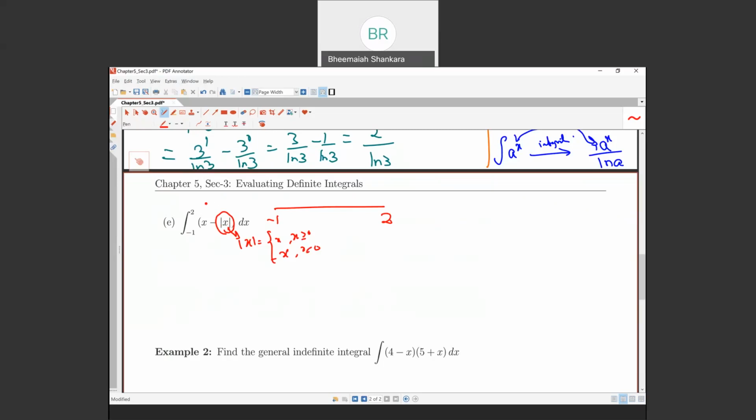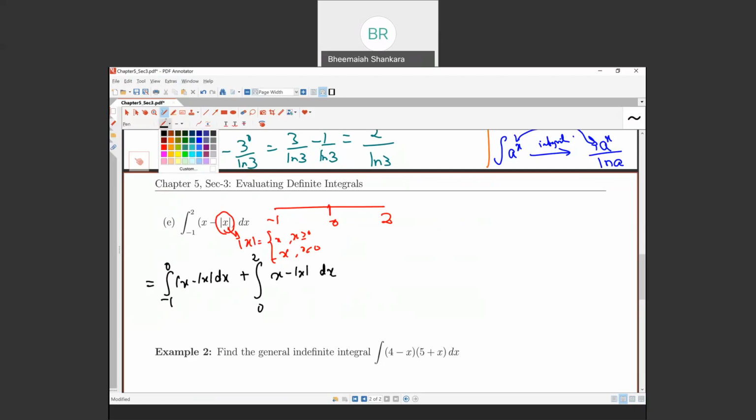So you want to break this negative 1 to 2 into two halves. Say I'm going to break this at 0. The reason is absolute x behaves differently to the right of 0 and to the left of 0. Now after breaking this at 0, let me write this as integration negative 1 to 0 of x minus absolute x dx, plus integration 0 to 2 of x minus absolute x dx.